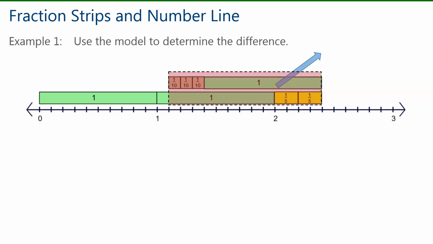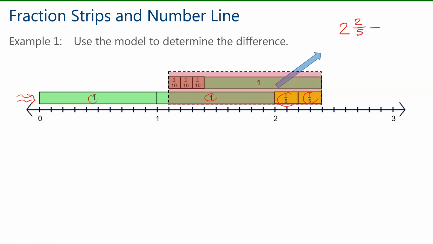So here's our model. We need to figure out the subtraction calculation. For my minuend, I'm going to look at the bottom set of strips here, where I have a 1, another whole, and then 2 1/5 strips. So 2 wholes, and the 2 1/5 will give me 2/5.